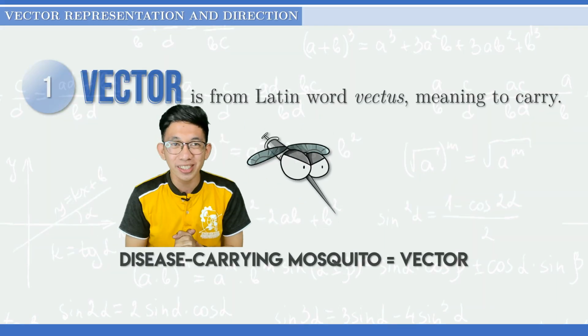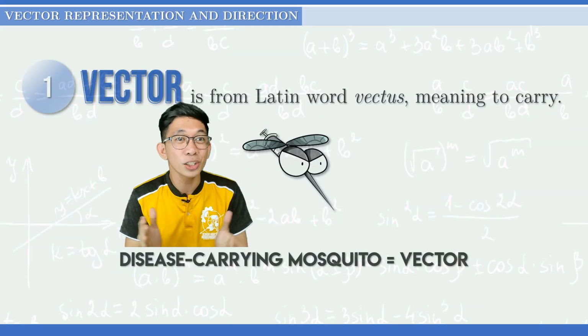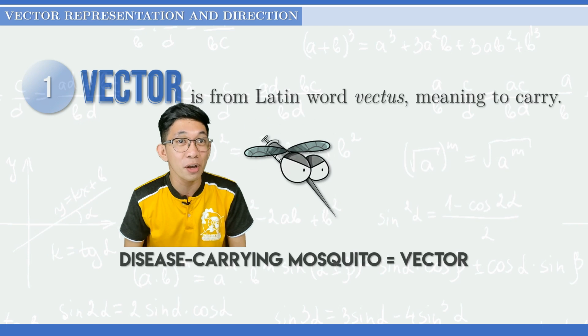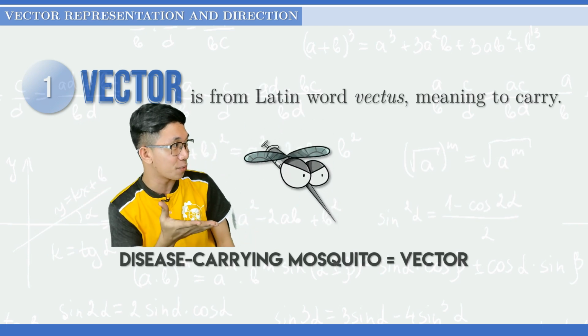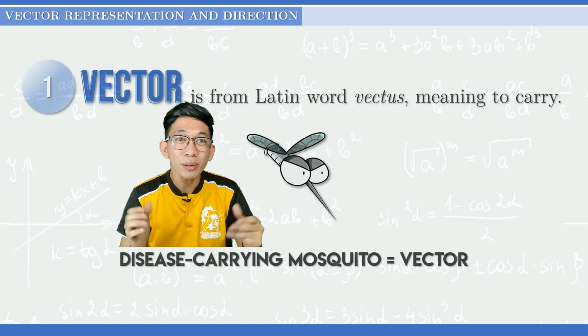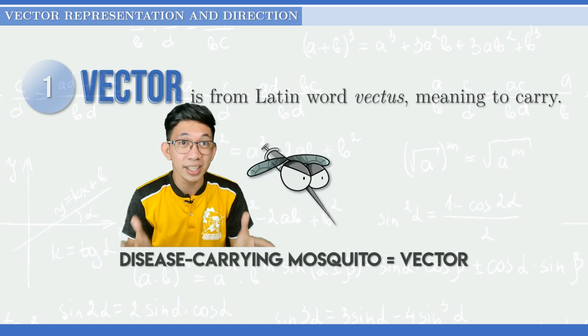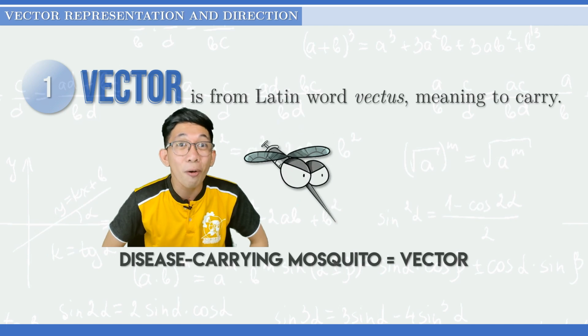And now for a short trivia. Did you know that the English word vector came from the Latin word vectus, which means to carry? And now we have here a mosquito. A mosquito is considered to be a vector because a mosquito is a disease-carrying organism.